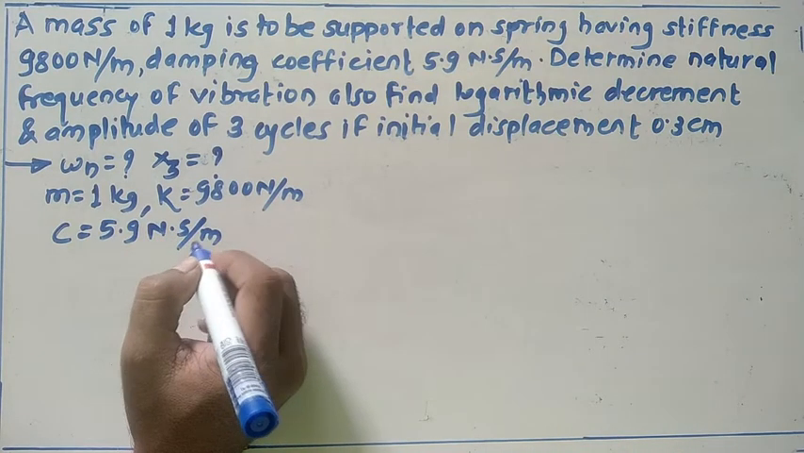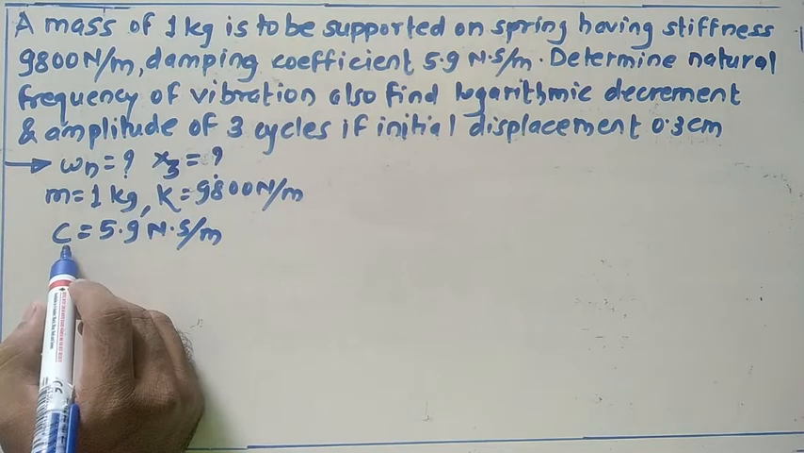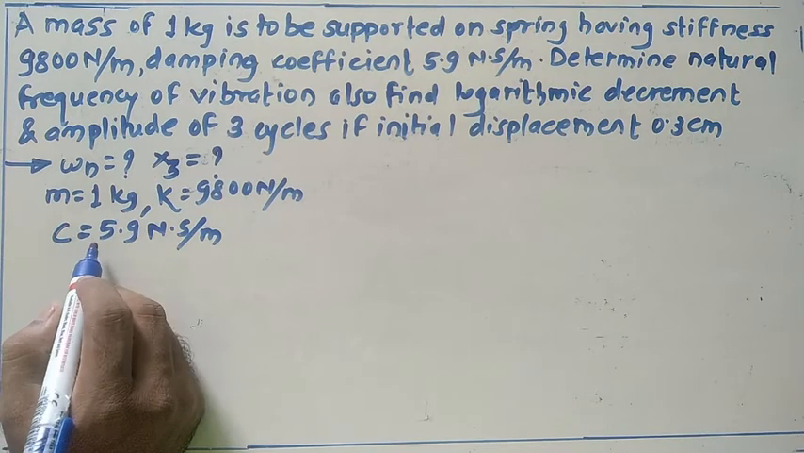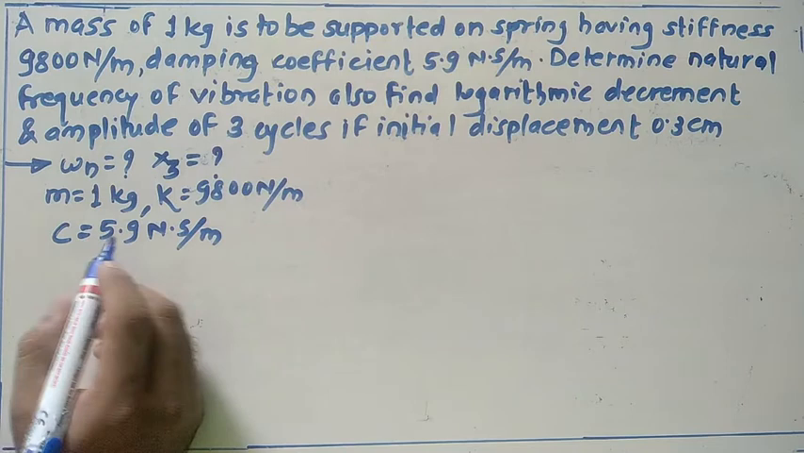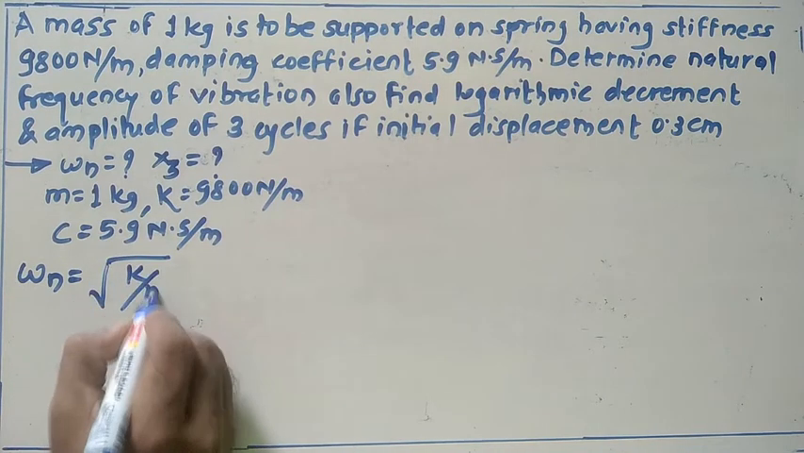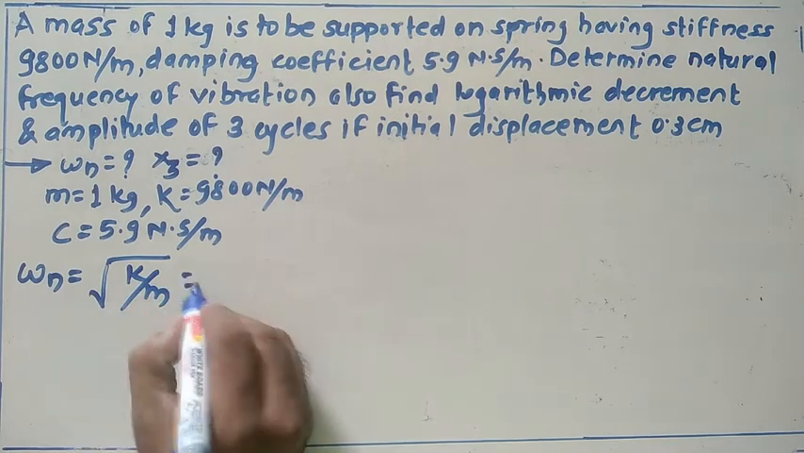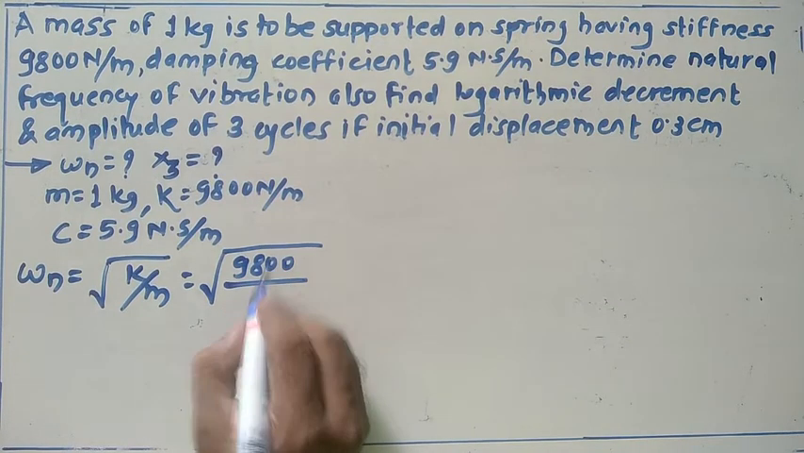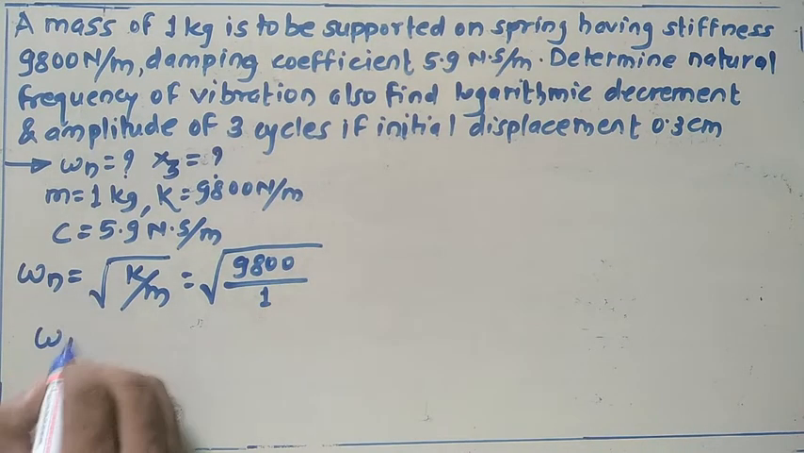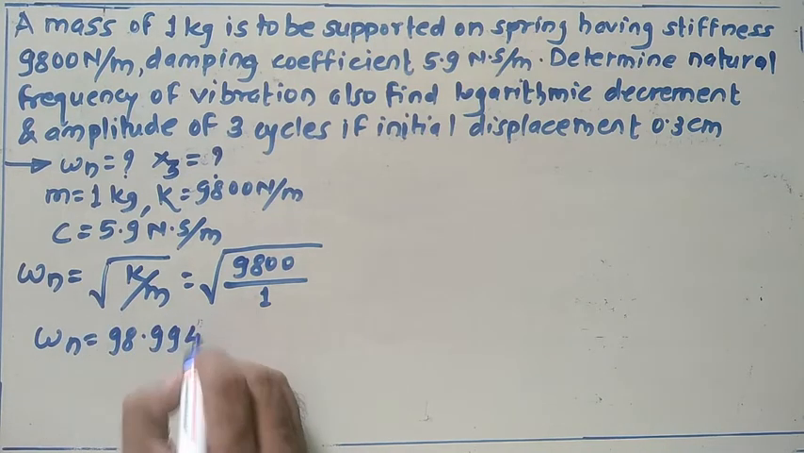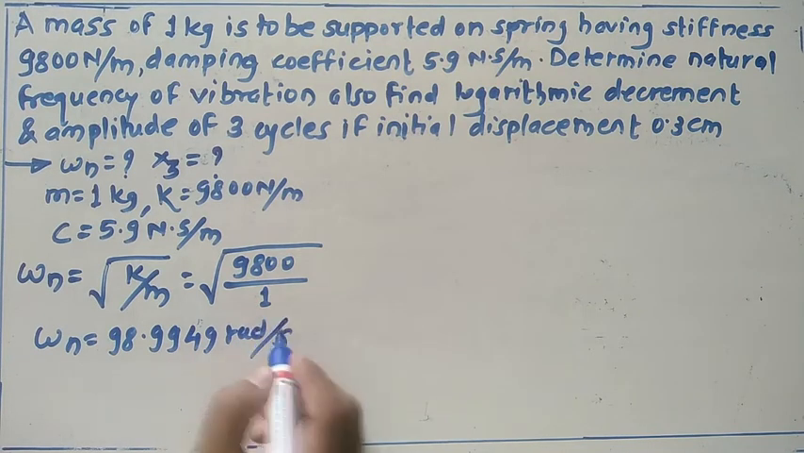Don't mix up C with zeta. Zeta is the damping ratio and C is the damping coefficient. Next, we can easily get the value of omega n. The regular formula is omega n equals square root of k by m. The value of k is 9800 divided by the mass, 1 kilogram. If you solve this, you get omega n equals 98.9949 radian per second.